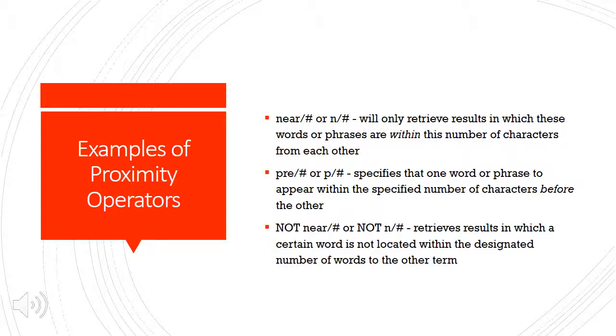For example, near or n followed by a number will typically retrieve results in which these words or phrases are within this number of characters from each other. Similarly, pre or p specifies that the word or phrase before the operator appears the specified number of characters before the term after the operator in the text. Conversely, not near or not pre retrieves results in which a certain word is never located within the designated number of words to the other term.